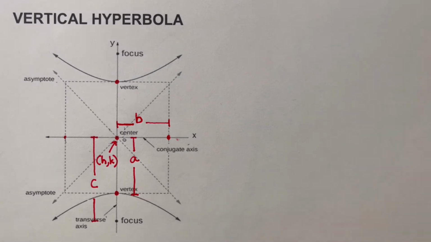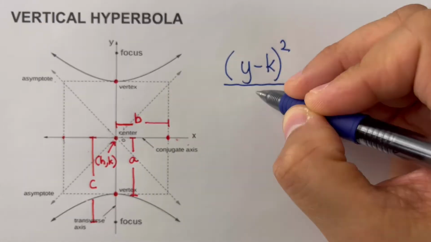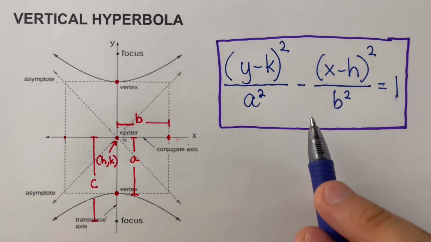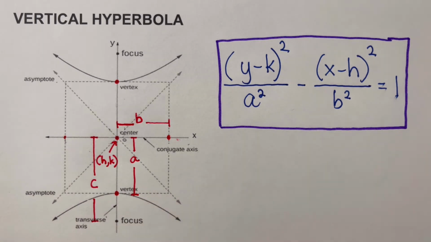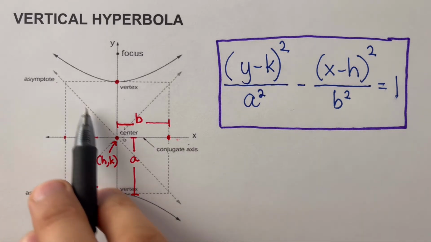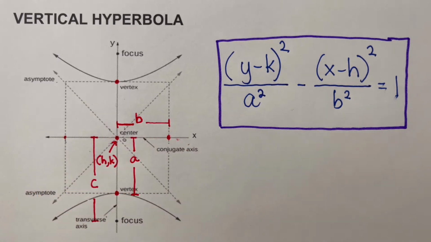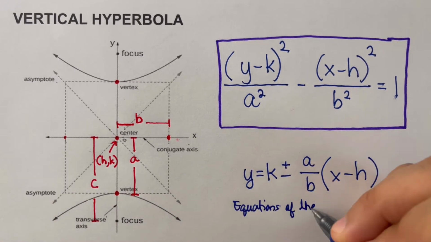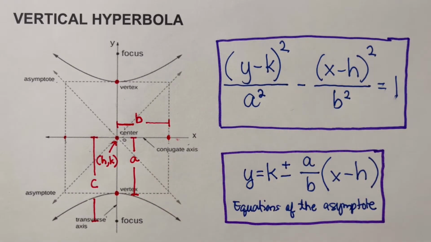So that we can go ahead and write the equation for the vertical hyperbola. So this is the equation for the vertical hyperbola. We also remember that the equation for the asymptote of a vertical hyperbola is represented below. To better understand these two cases of hyperbola, let's go over some examples.